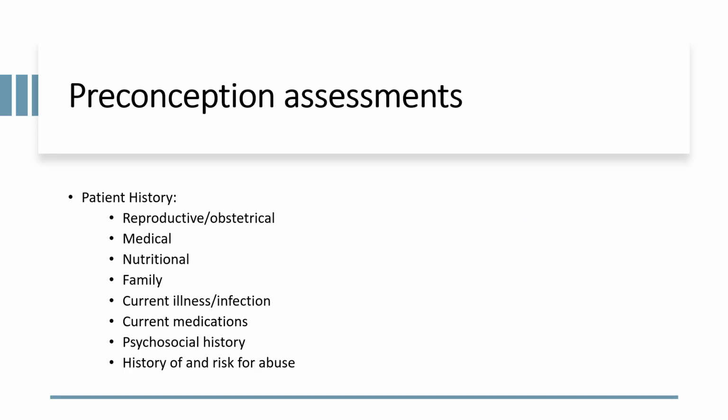All right, when we're doing an assessment on a patient in the prenatal setting, it's very, very important to make sure that we know the patient's history. This includes her reproductive history, obstetrical history, her medical history, her nutritional status, her family history, her current illness and infections, current medications that she may be taking, her psychosocial history, and of course, any history of abuse or risk for abuse.